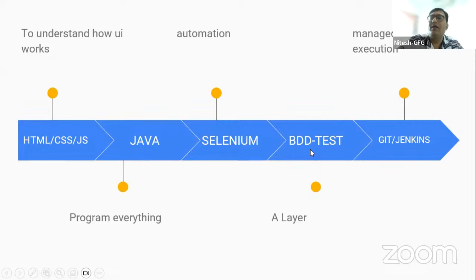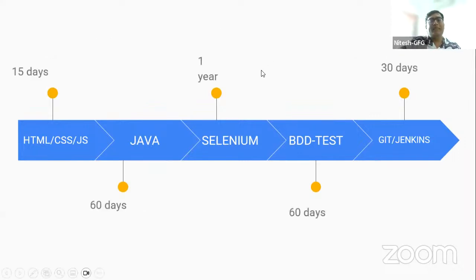And then we will do Git and Jenkins, which is required to manage your source code, manage your whole framework, and for systematic execution of your test cases, grouping of your test cases, like smoke test cases, regression test suite. There may be differences. So how you will execute it. It's like this.